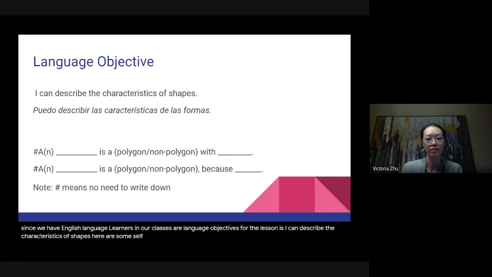Here are some sentence frames that you will be using. Notice that they have hashtags, so right now you don't have to write them down. Anytime you see a hashtag, that means you don't need to write that down. And I'll remind you when to write and when to not write.